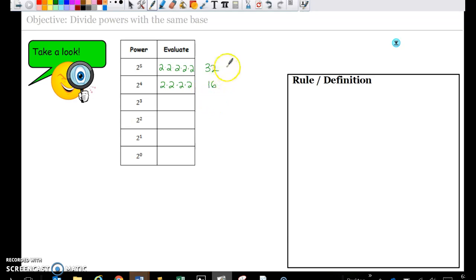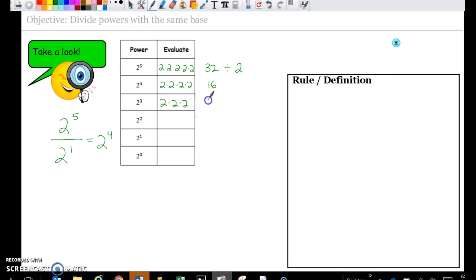Now notice the pattern. Remember that to go 1 less power, I could just divide by the base once. The base was 2, so I divide by 2 and I get 1 less power. That's like having 2 to the 5th divided by 2 to the 1st, getting you 2 to the 4th power. And I can continue this process.